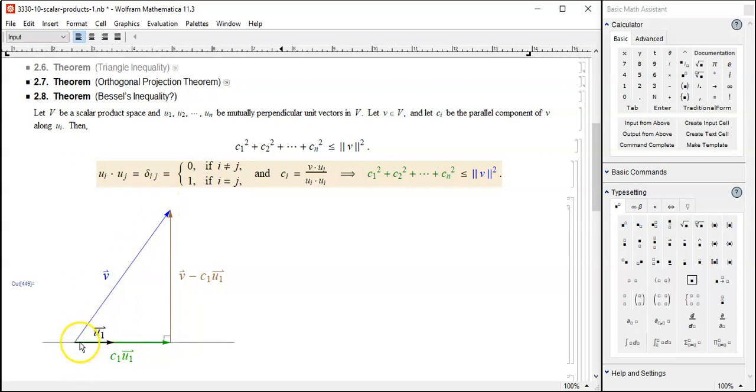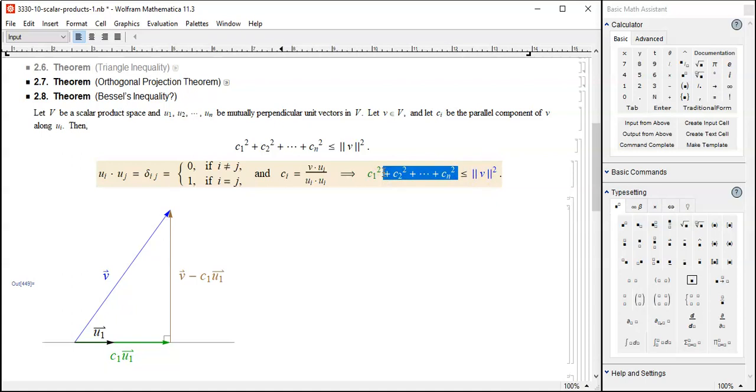So this is the hypotenuse, this is 1, and then this is perpendicular. This is the parallel component and the orthogonal component. So this is the hypotenuse, and the hypotenuse is longer than one side. And that's why this holds. But this doesn't do total justice to this theorem because I don't see any of those.